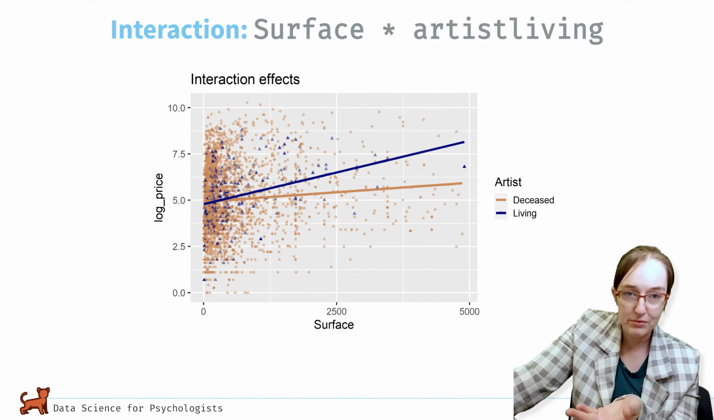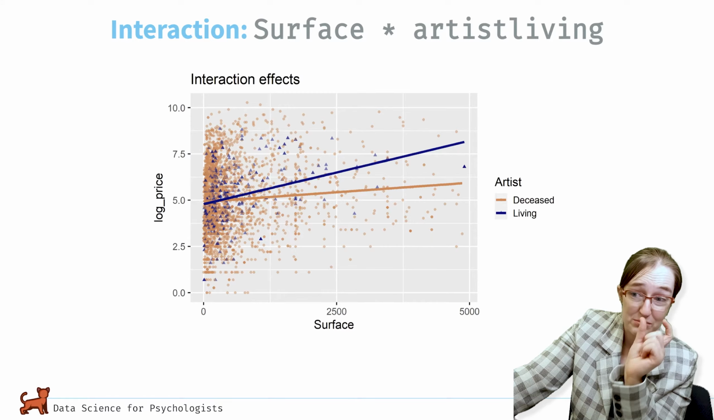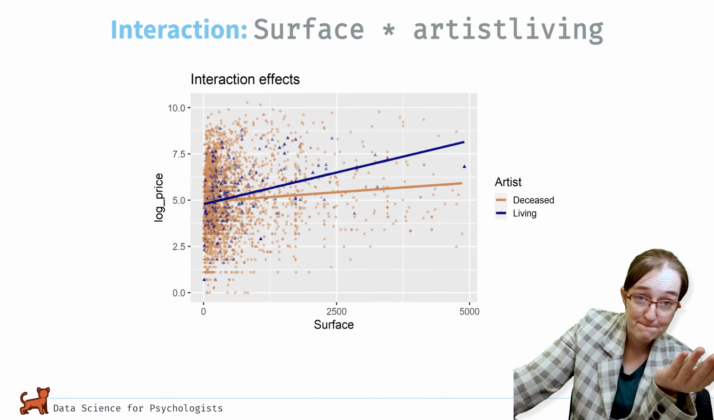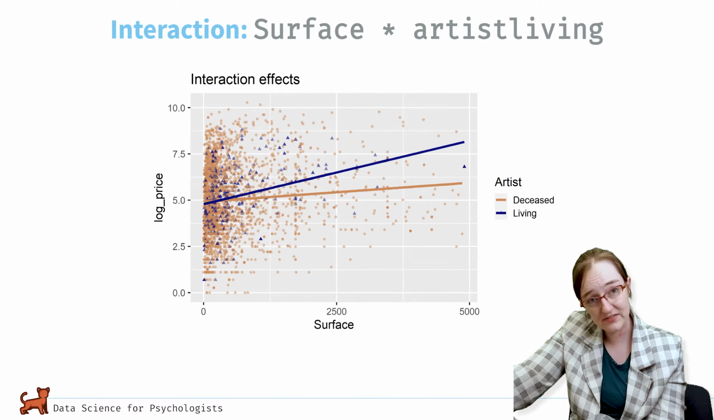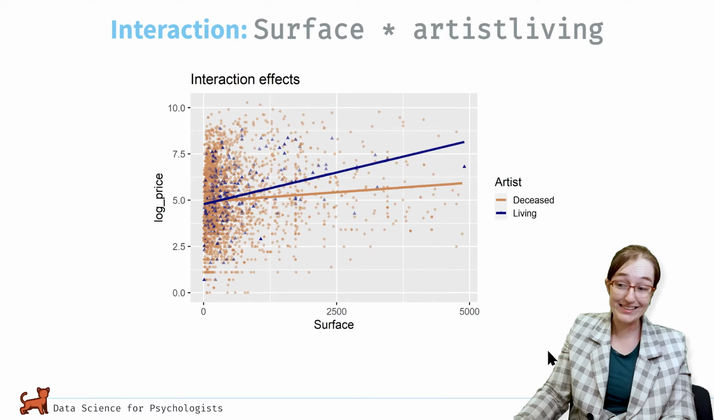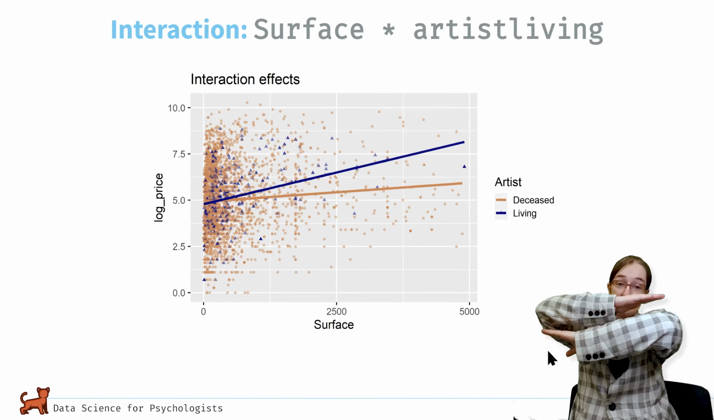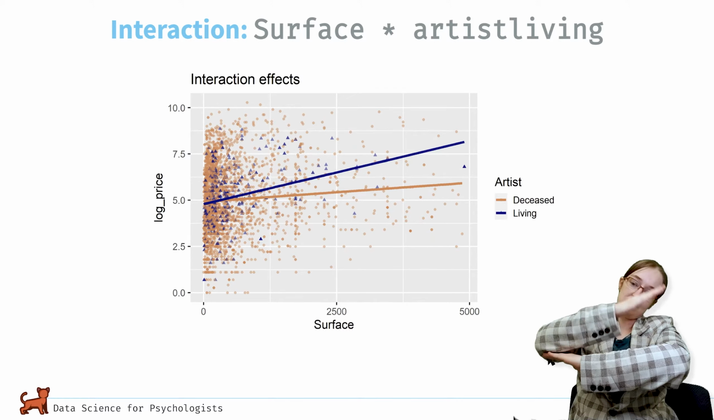All right, here's the plot with the interaction. All we've done is multiply surface by artist and add that as an extra variable. And it gives us this plot where we can see that there's an interaction because the lines are not parallel. Instead, they kind of look like a hinge.